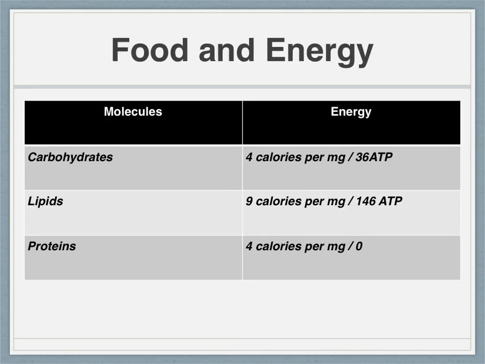So as you can see here, carbohydrates get about 4 calories per milligram, which would give us 36 ATP. Okay, lipids, 9 calories per milligram, would give 146 ATP, so much more ATP, but harder to get to. And then proteins, because they're so rarely used, there's 4 calories per milligram, but they really give no ATP because your cells just don't want to use that for a source.